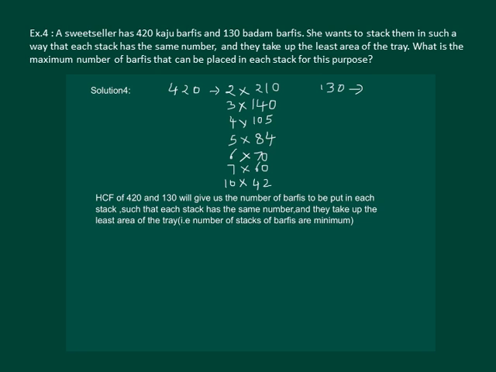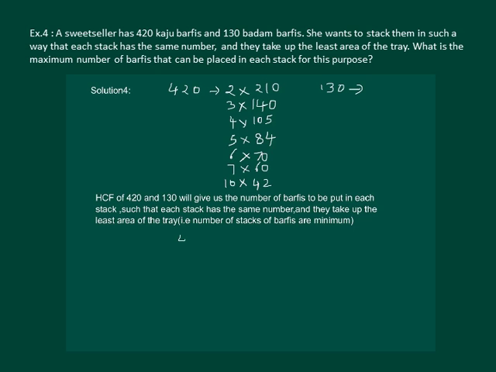HCF will give us the number of Barfis to be put in each stack such that each stack has the same number of Barfis and they take up the least area of the tray, that is, the number of stacks of Barfis is minimum. So let us find the HCF of 420 and 130 by Euclid's algorithm.